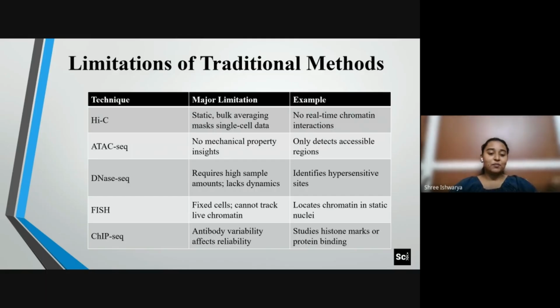And here are some other techniques that are traditionally used, and there are limitations here. For example, in the Hi-C technique, we can't analyze the chromatin in real time. In ATAC sequencing, there is no mechanical property, that is, you can't measure the state of chromatin here. So those are some limitations. And in FISH, you again need a fixed cell, and we can't track the live cell.